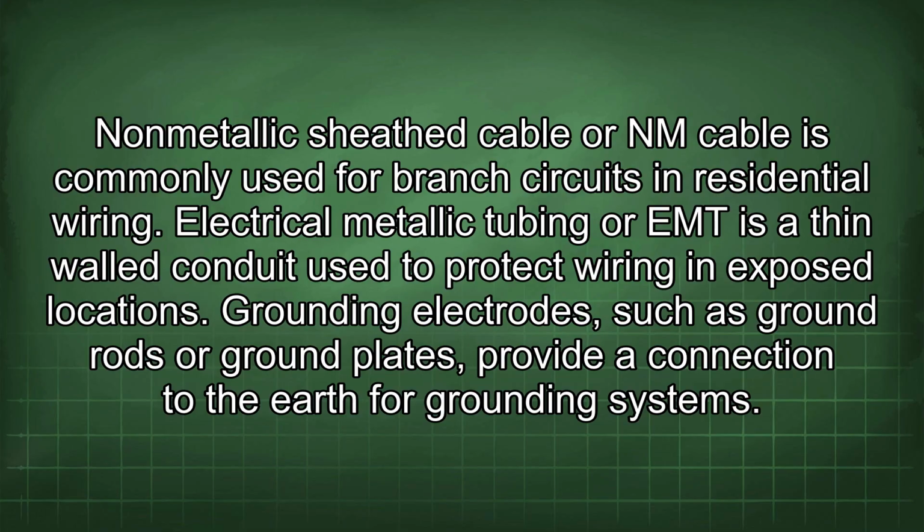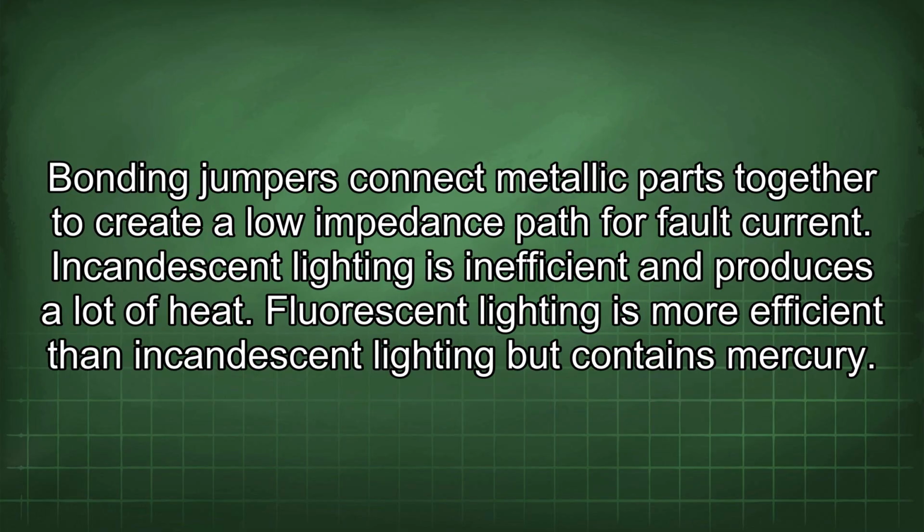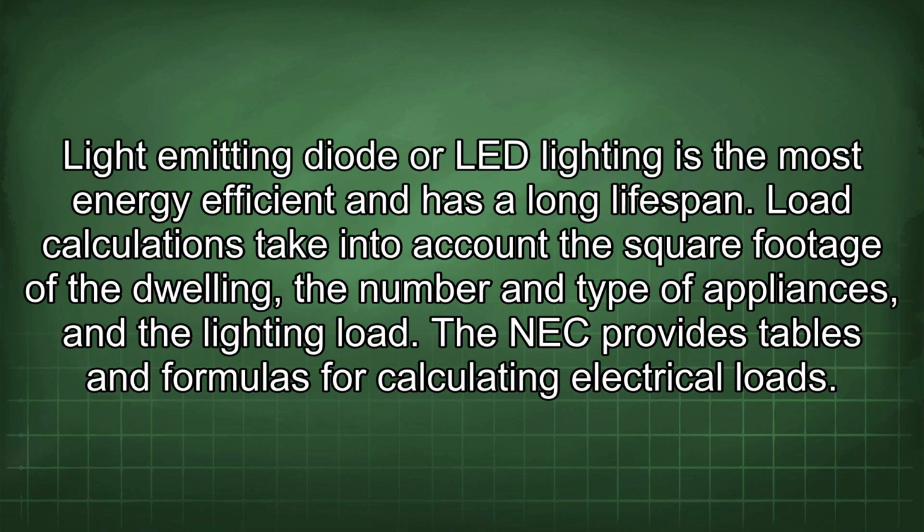Grounding electrodes, such as ground rods or ground plates, provide a connection to the earth for grounding systems. Bonding jumpers connect metallic parts together to create a low-impedance path for fault current. Incandescent lighting is inefficient and produces a lot of heat. Fluorescent lighting is more efficient than incandescent lighting but contains mercury. Light-emitting diode or LED lighting is the most energy efficient and has a long lifespan.